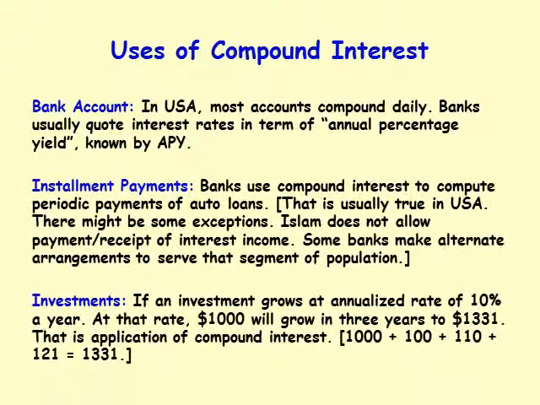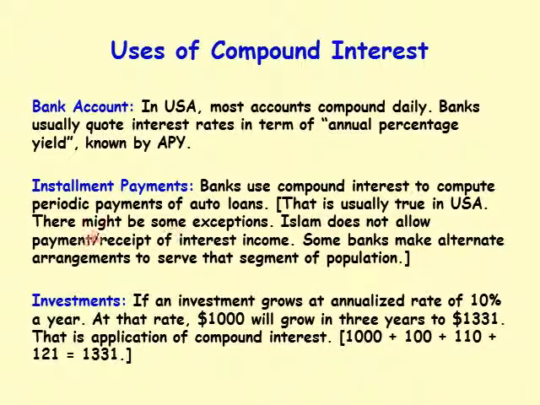Let's continue here. Installment payments. Banks use compound interest to compute periodic payments of loans like auto loans and home mortgage loans, etc. And that's usually true in the USA because I'm not familiar with other countries, so I have no idea how they do it. There might be some exceptions.